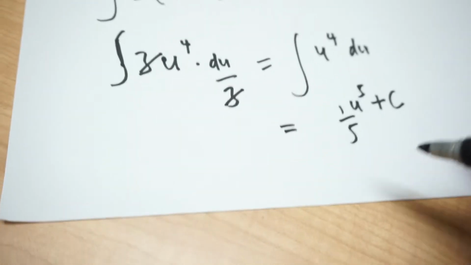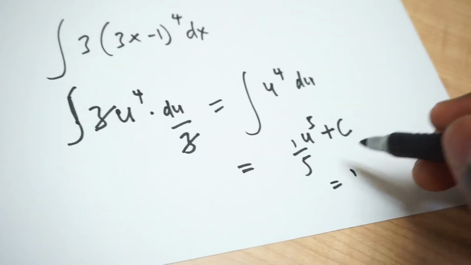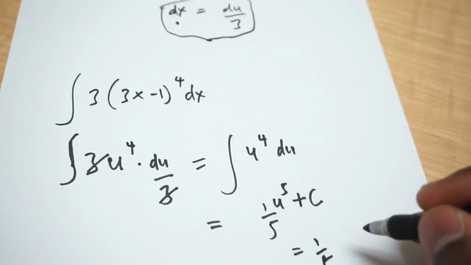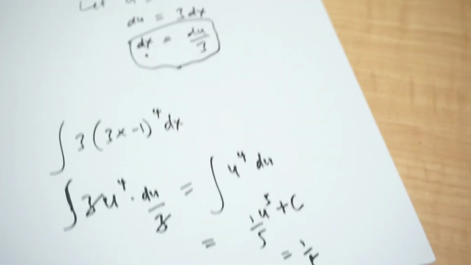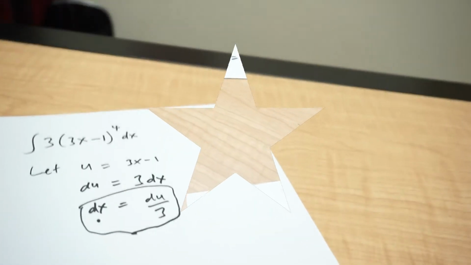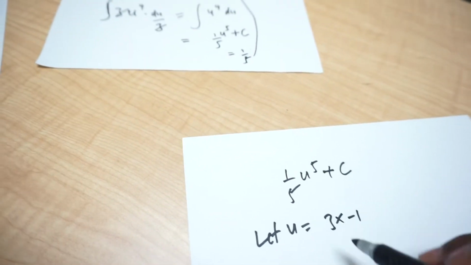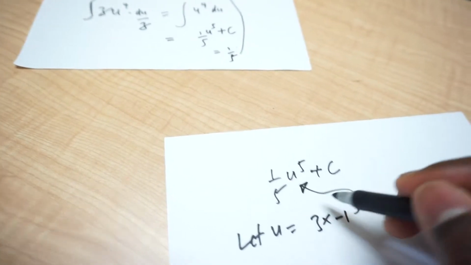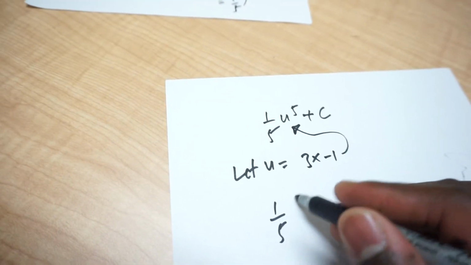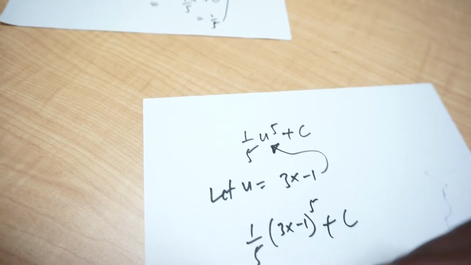So I'm gonna come down here, that is if I have space. So I'm just gonna have 1 over 5. Now instead of u, I'm gonna put... And like we said, since we let u be equal to 3x minus 1, so I'll come back here, instead of u right there, I'm gonna put in 3x minus 1. So my final answer was gonna be (3x minus 1) to the 5 over 5 plus c.